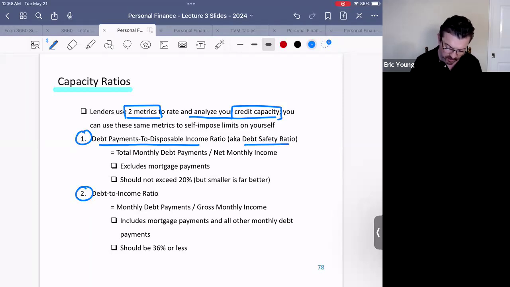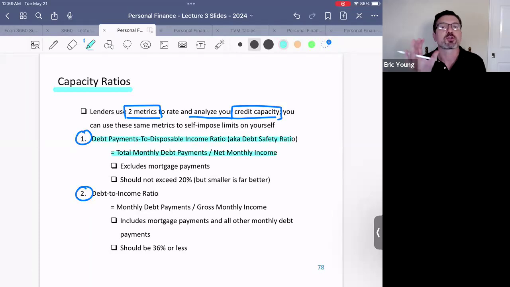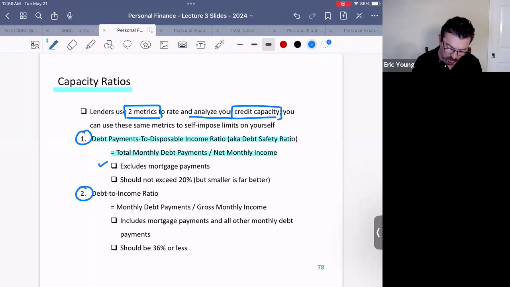Your debt payment to disposable income ratio, also called your debt safety ratio, is equal to your total monthly debt payments divided by your net monthly income. Now, critically, this excludes mortgage payments. So the debt payments on your mortgage don't go into this ratio. The goal is to keep this below 20%. Smaller is better. The smaller this ratio is, the better you're looking. But you do not want to have this one get bigger than 20%. Sometimes, by the way, you'll hear lenders call this one your front end ratio.